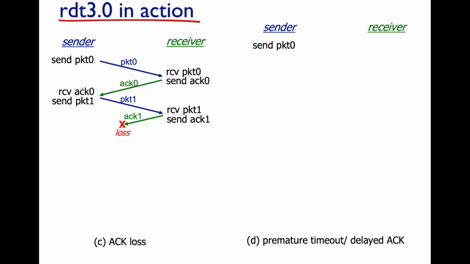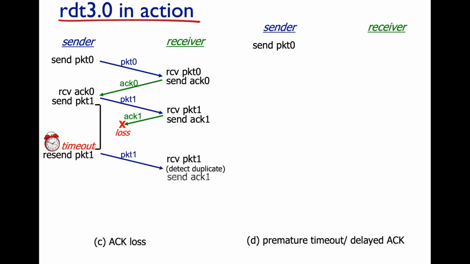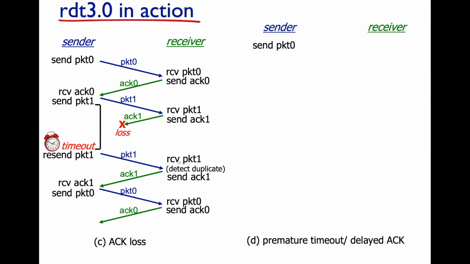ACK 0 comes in, the sender gets it. Now it sends packet 1. Packet 1 goes across the wire, the receiver gets it, delivers it to the application layer above, and sends back ACK 1. ACK 1 is lost. So then the sender hasn't received ACK 1 in a long time. A timeout expires, and then the sender sends a duplicate of packet 1. So the receiver detects that duplicate. It does not deliver it, but it sends the ACK for packet 1.